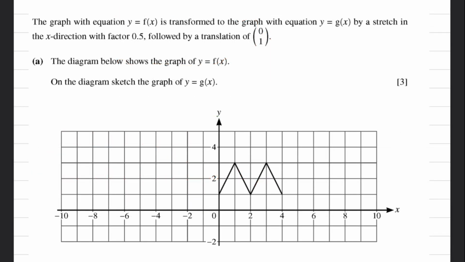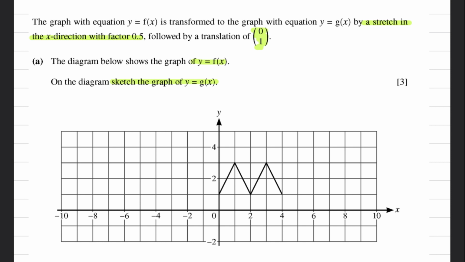Here we have the graph of equation y equals f(x) transformed to the graph with equation y equals g(x) by a stretch in the x direction with a factor 0.5. So this is my first transformation. Stretch in the x direction with factor 0.5. And then followed by transformation of (0, 1). On the diagram, we have f(x). The question is, we need to sketch the graph of y equals g(x).